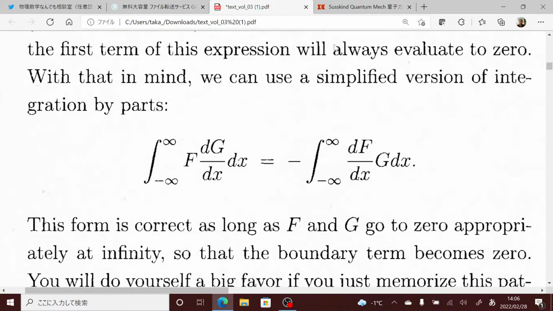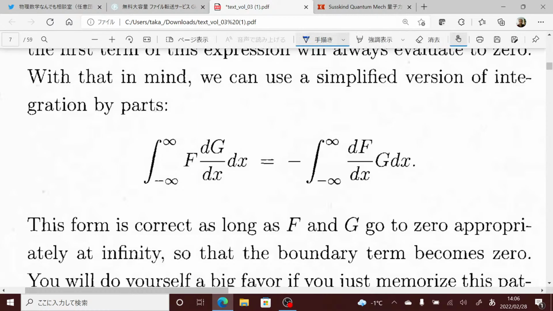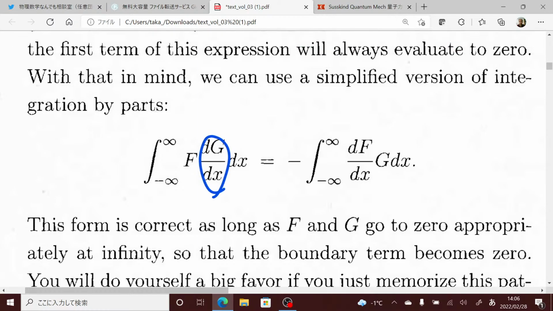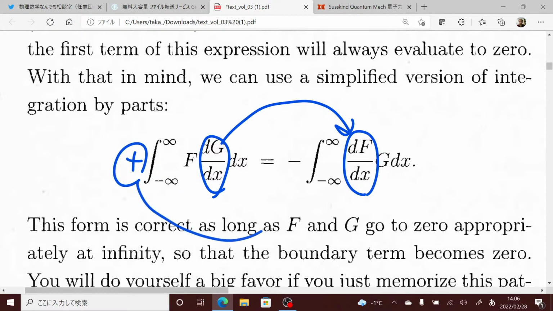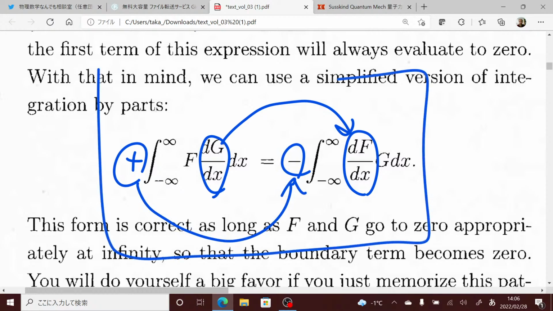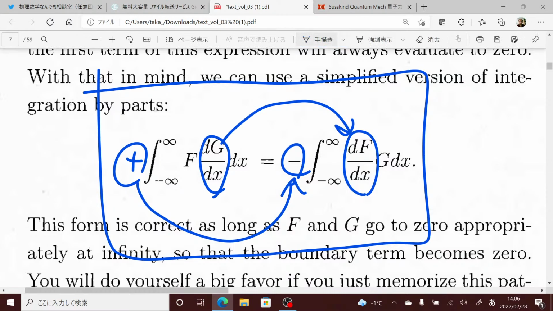So you take the derivative here, and now you switch it this way. Then your plus sign becomes a minus sign. That's the equation. Okay.